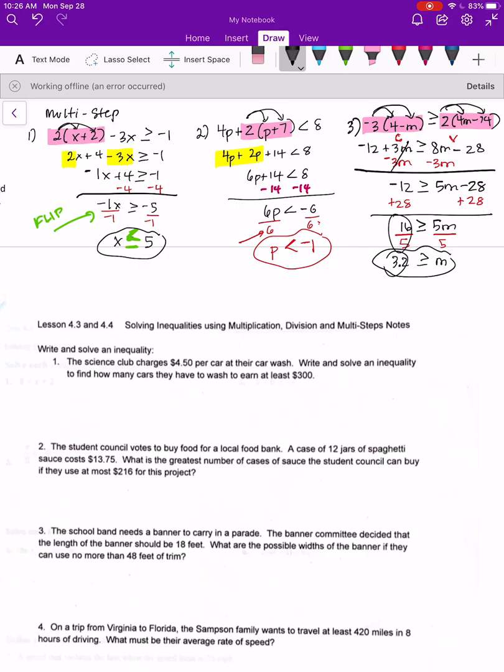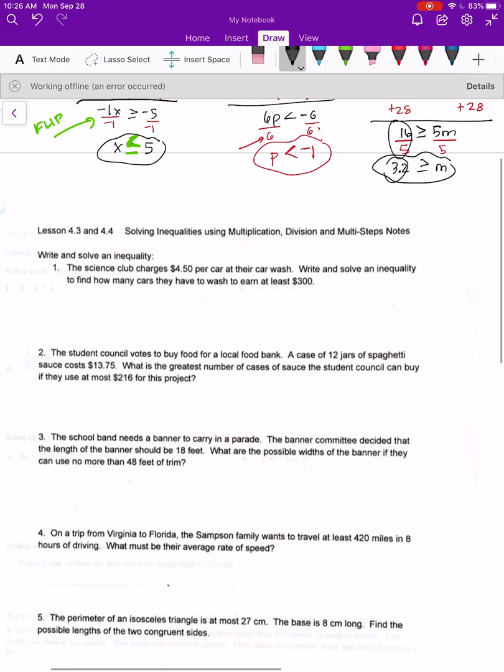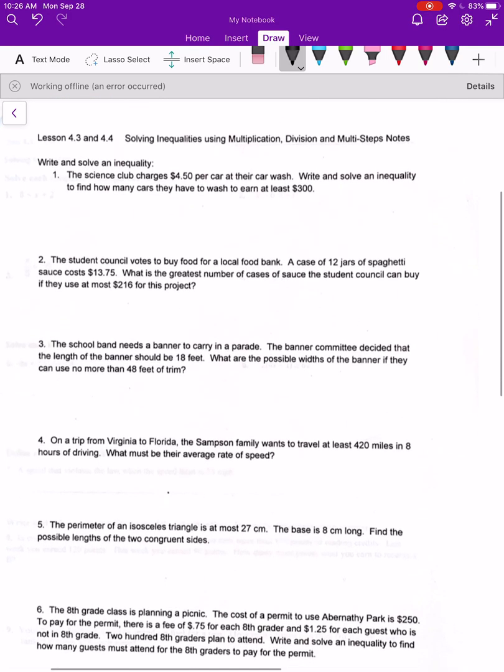Okay, all right, so now multi-step equations. I think you kind of get the idea. Don't forget to flip if you multiply or divide by a negative. So let's talk about some real world situations. Write and solve the inequality. And of course, like I said before, there are three parts: A, write the inequality, B, solve it, and C, describe. So very important to have that describe step.